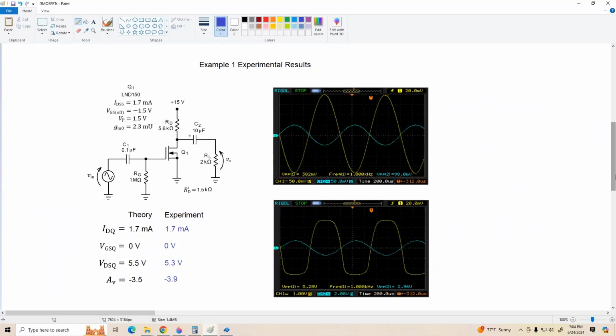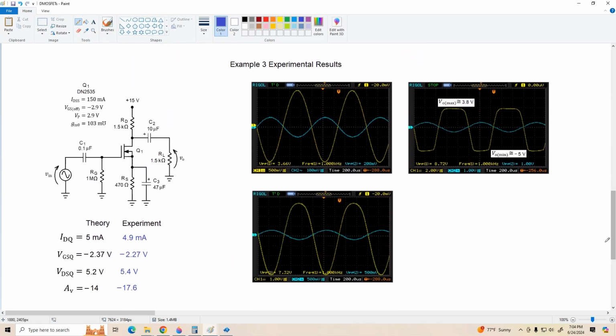All right, here's our circuit and our experimental results. As you can see, the measured values came out very close, especially at the Q point. Our voltage gain was actually a little bit better than we expected, and that's usually a good thing. Coming over and looking at our first waveform pair here, we've got an input of about 208 millivolts peak to peak. The output is 3.66 volts peak to peak. That's where we got our gain of negative 17.6, and everything looks pretty good.